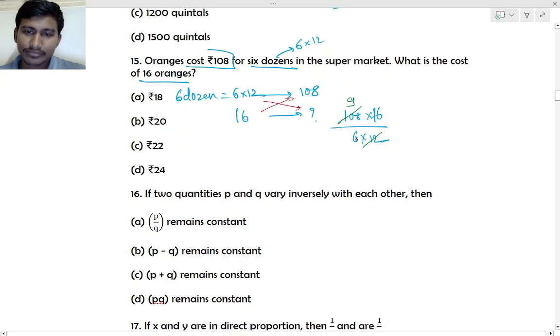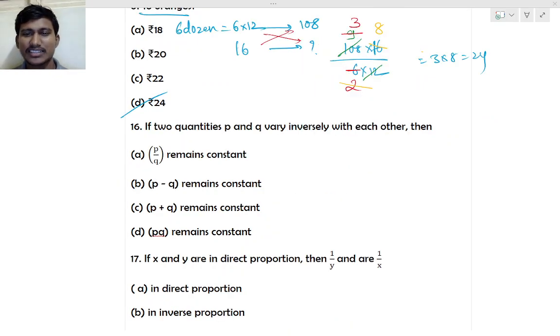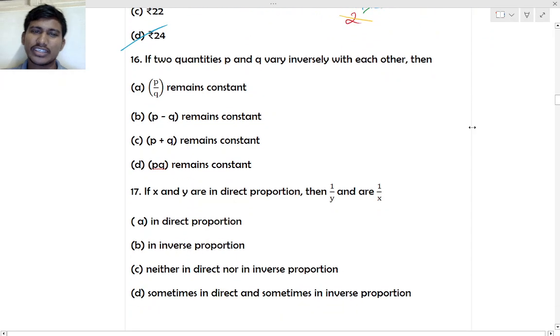Divide by 2. So 3. 3 how many is 6? 3 2s are 6. 3 3s are 9. After that, we can divide with which number? 2. 2 8s are 16. 3 8s are how much? 24. So 24 rupees is the answer. Okay? Easy. 16 and 17 are not required.